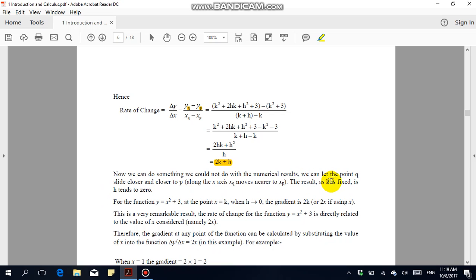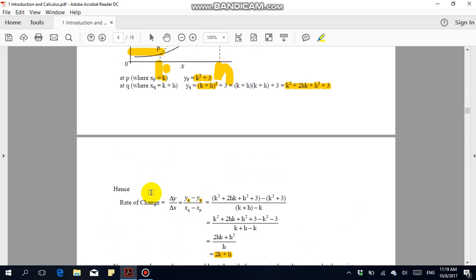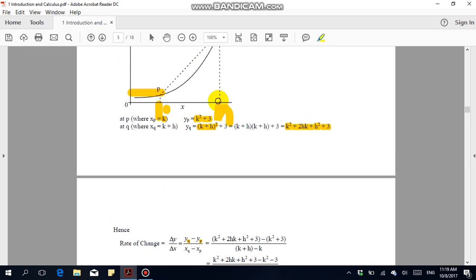The result, as k is fixed, is h tends to 0. So basically he's saying that as you move this point closer and closer to p, the value of k would be fixed. K would be whatever it is. Let's say k over here is 5. The value of k would be 5. But h, if you remember, was a distance. This point is k plus h, and h was the number of units that k plus h was away from k.